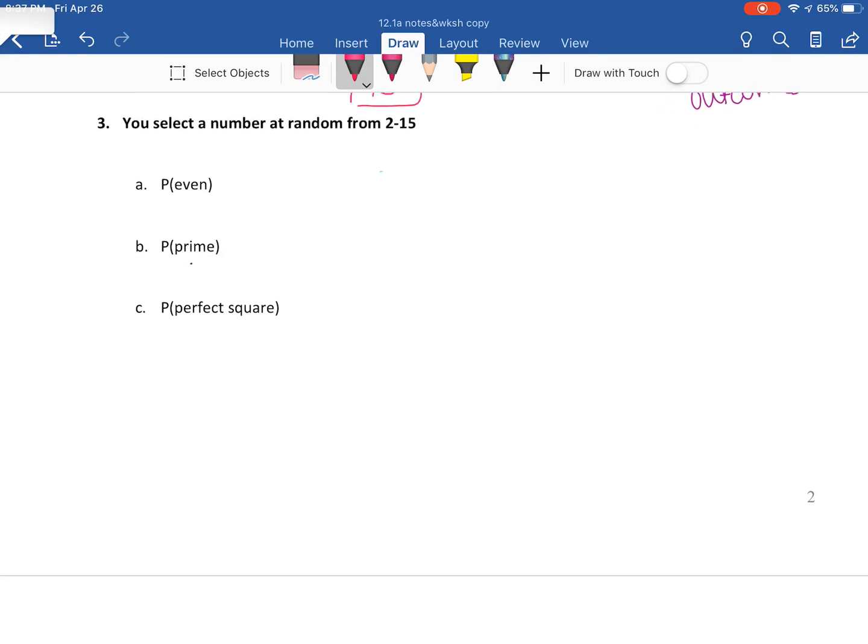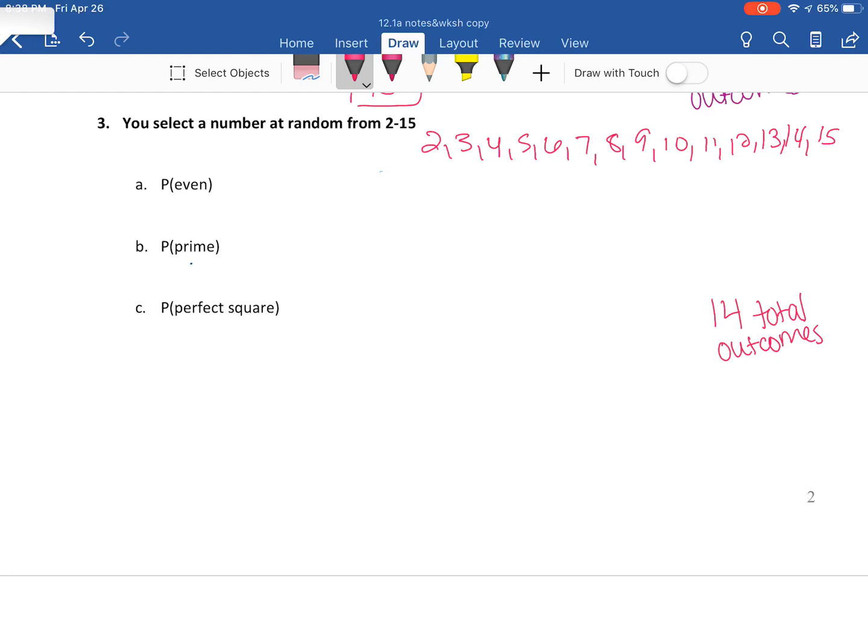So you select a number at random from the numbers 2 to 15. So that'd be 2, 3, 4, 5, 6, 7, 8, 9, 10, 11, 12, 13, 14, 15. All right, so looking at those from 2 to 15, that gives us a total of 14 outcomes that we are looking at. All right, so we just need to figure out the favorable outcomes for each of these.